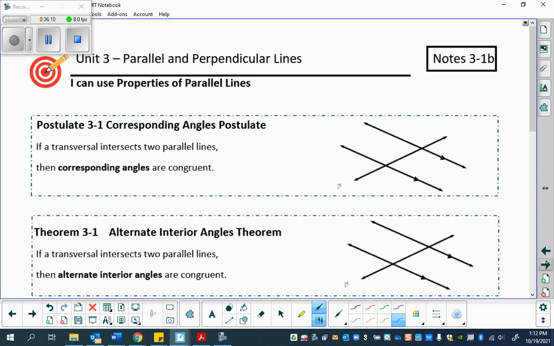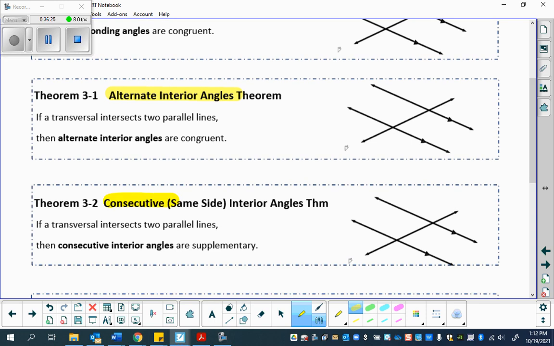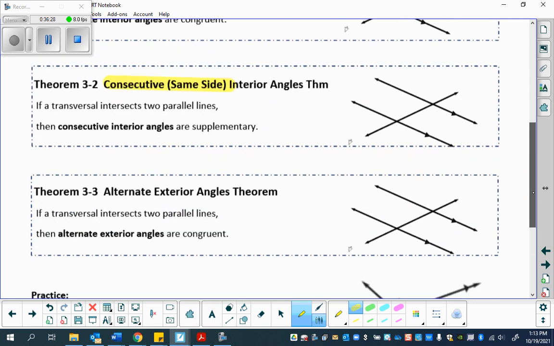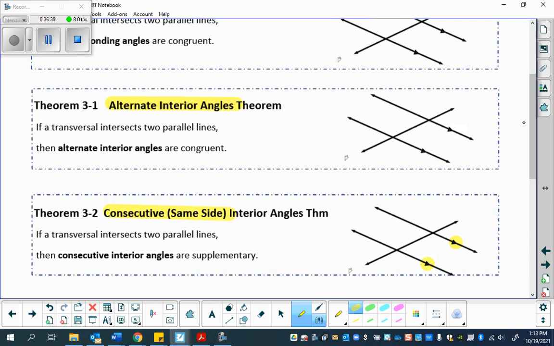Hey, this is what we've been going for. And if you'll notice, you're like, wait a minute, what's new? I'm so confused. Because here's this same corresponding, here's this same alternating interior angles, here's this same consecutive, same side, and here's this same alternate exterior. What is different? And with your highlighter, I would like you to make sure that you let everybody know what is different.